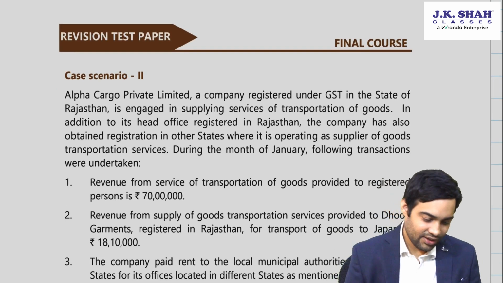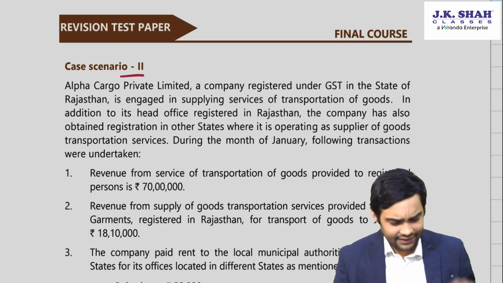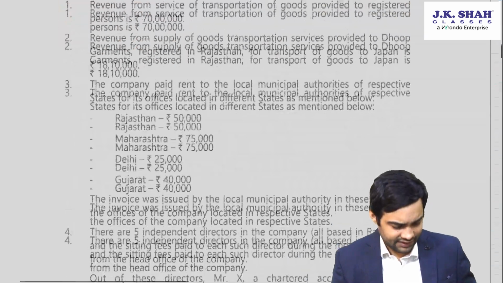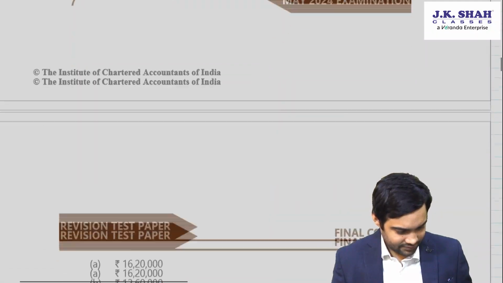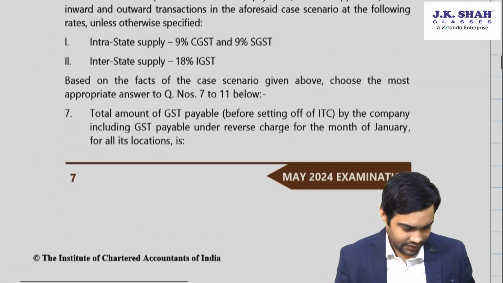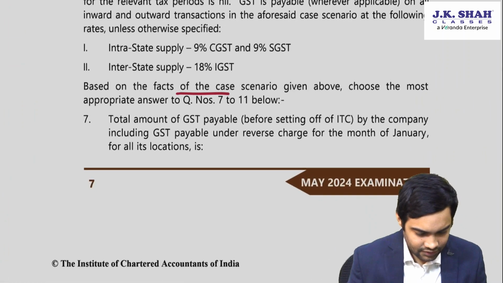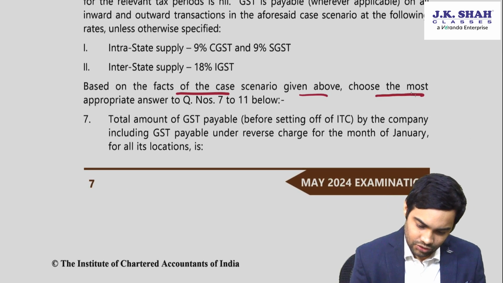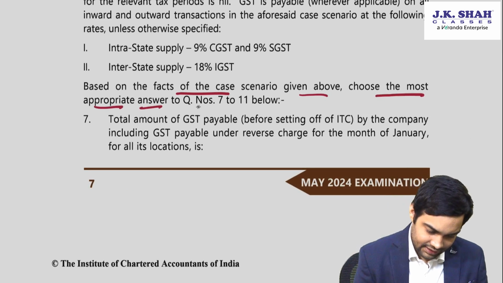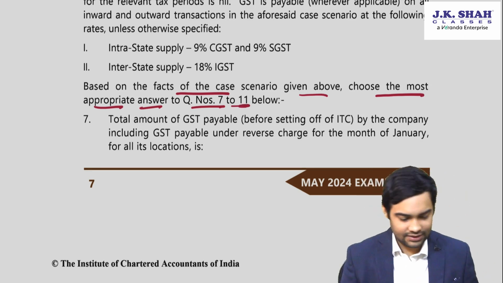Okay. Now let's have a look at case scenario 2. Again, we'll follow the same principle. We'll see the questions first. Based on the facts of the case scenario given above, choose the most appropriate answer for questions 7 to 11. Oh, only 7 to 11. The 12th one is not there in this.